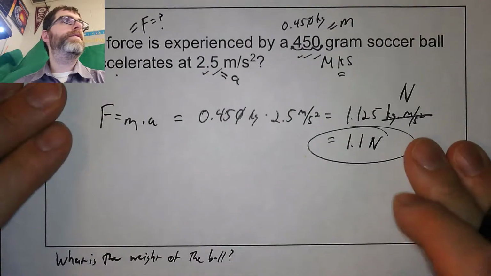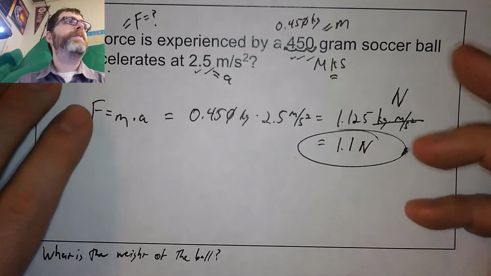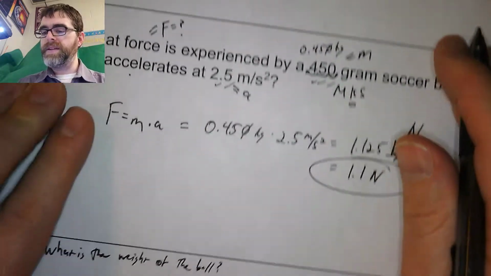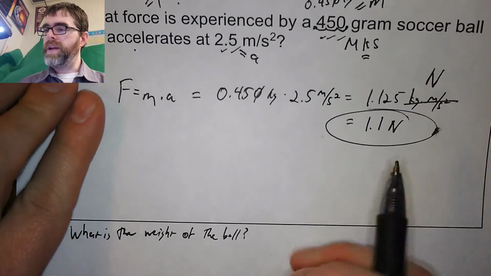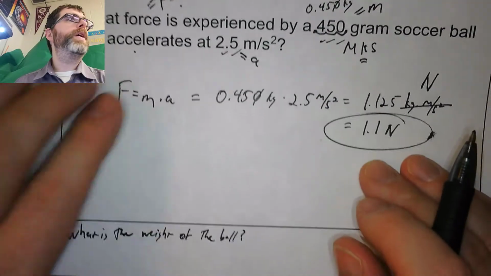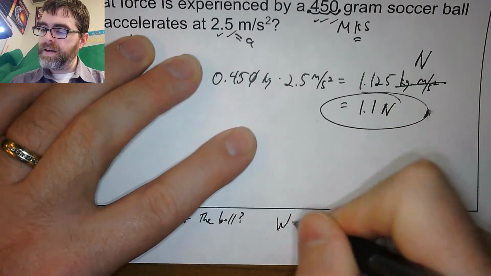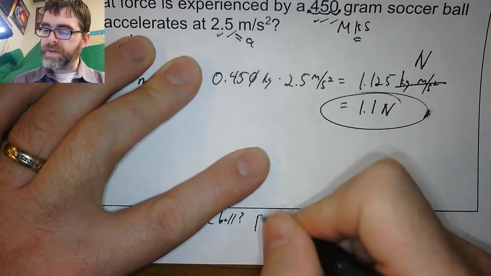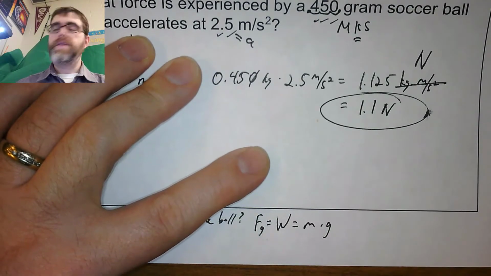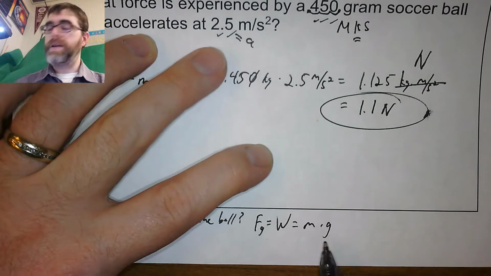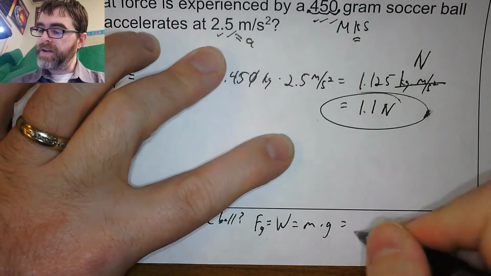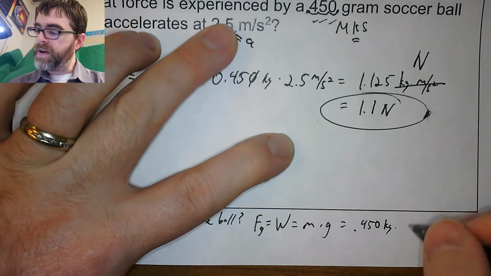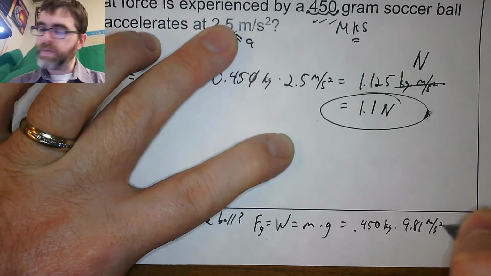Now, the next one that I have here is actually one that I forgot to type up, but I want to make sure that we get a chance to practice with each of these formulas. So what is the weight of the ball? So weight is simply m times g, where, again, weight is really just a special case of the force due to gravity. So m times g, the mass we've already figured out is 0.450 kilograms, and the acceleration due to gravity 9.81 meters per second squared.